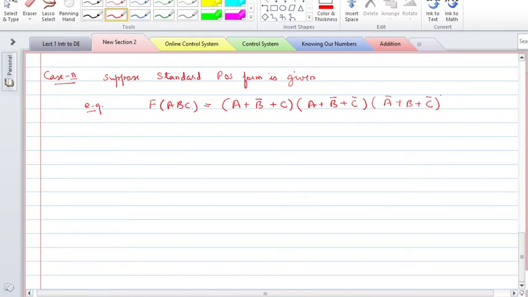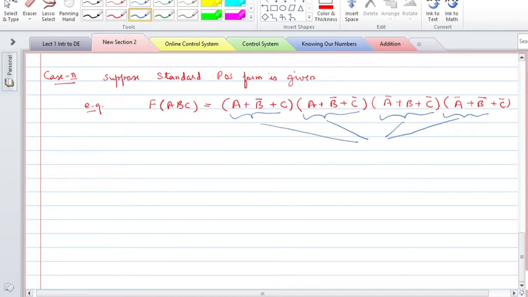plus C bar and A bar plus B bar plus C bar. What are these terms? These are your max terms. Okay, all these are actually max terms. And this is your max term first, this is your max term second, this is your max term third, this is max term fourth.